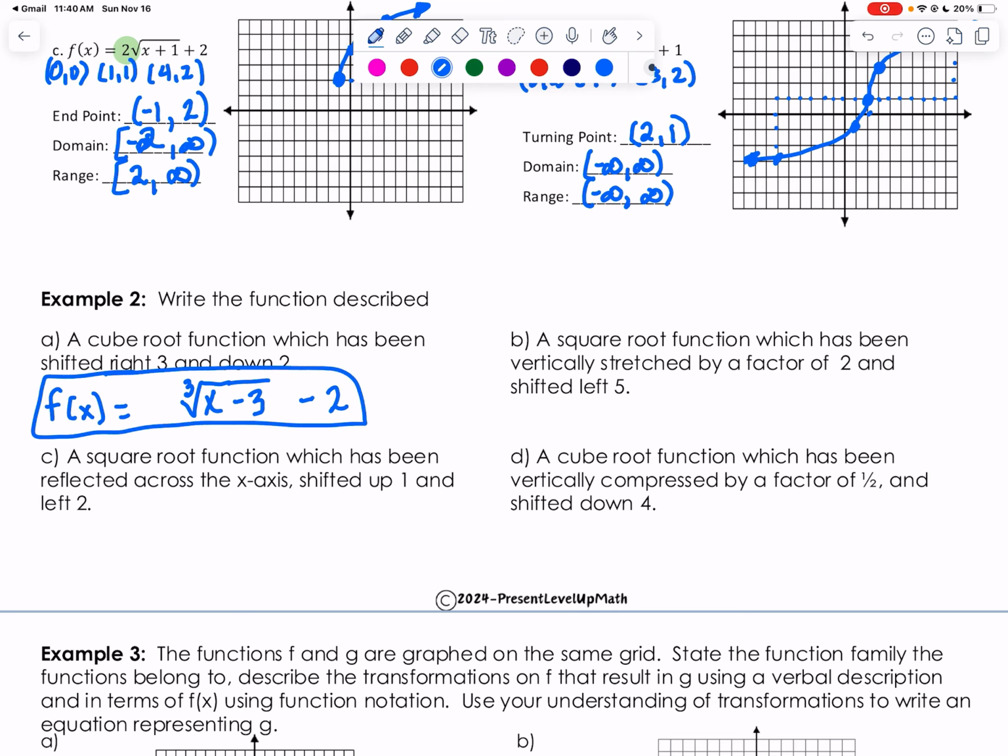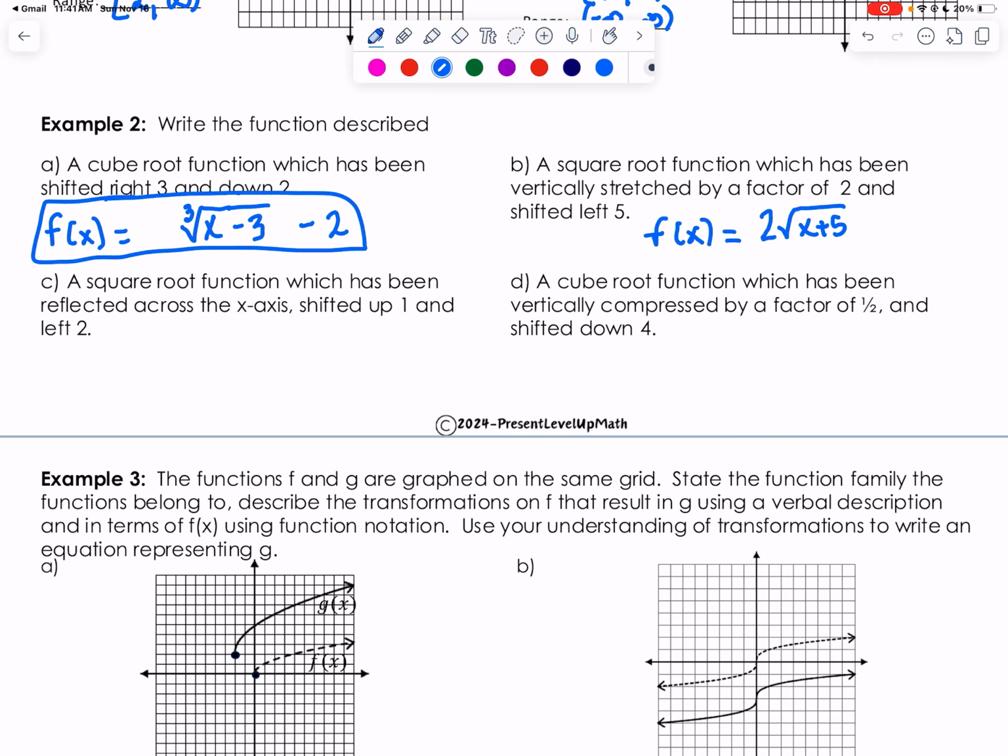Problem B, a square root function, which has been vertically stretched by a factor of 2 and shifted to the left 5. So f of x equals, we have our square root of x, and we want to vertically stretch it. That means the 2 goes on in front of the square root, and it's been shifted left 5, so plus 5. All right, pause the video and try problems C and D on your own.